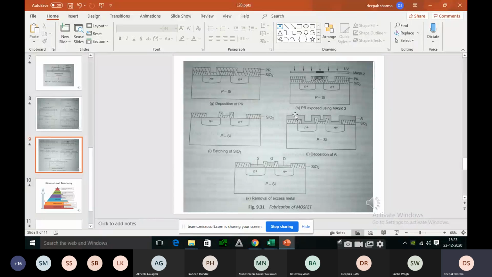So unwanted aluminum, see, aluminum was applied throughout the substrate, right? But unwanted aluminum can be again etched away. So here we are etching away the aluminum, right? So these are the fabrication steps for MOSFET, right?